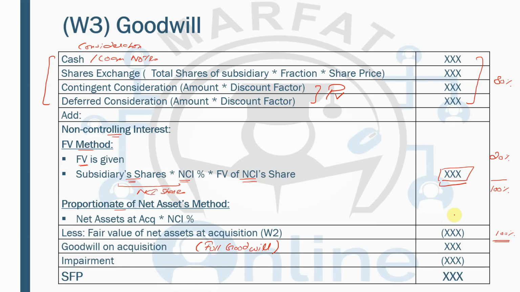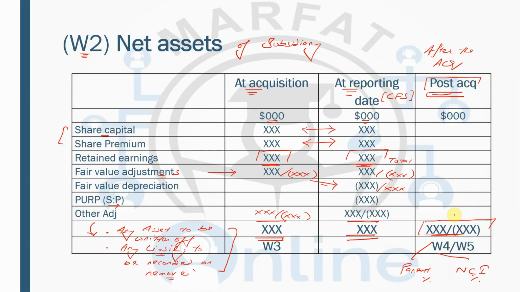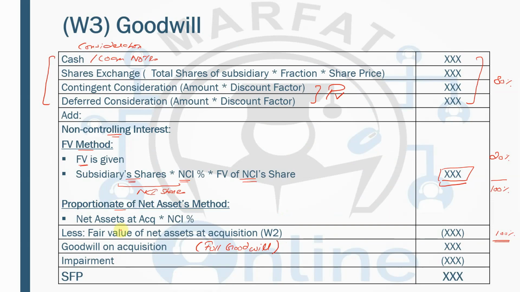This is the simple fair value method. Either the fair value will be given, or you can use the shares to calculate the fair value. In the proportionate of net assets method, you take the net assets at acquisition, calculated in working number 2, and multiply it by the NCI percentage, and you calculate the NCI worth.